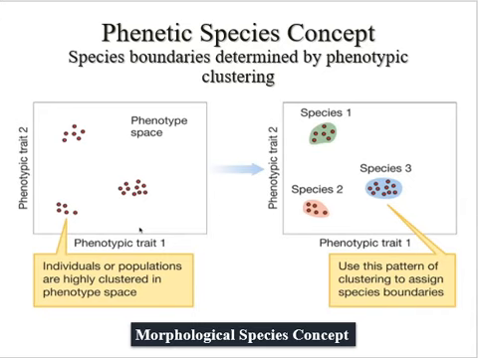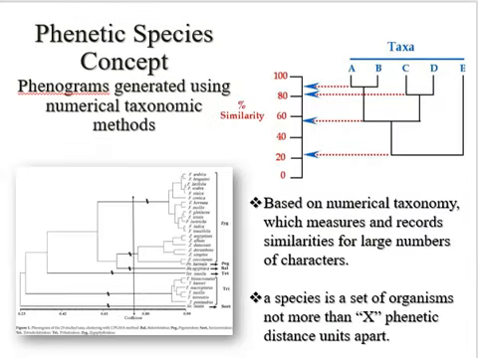Now, in general, the phenetic species concept is more of a quantitative approach. It seeks to classify organisms on the basis of their overall similarity according to numerical taxonomy. Numerical taxonomy measures and records similarities for large numbers of characters. So with this concept and that quantitative approach, in order to be identified as species, they contain some exact degree of phenotypic similarity.